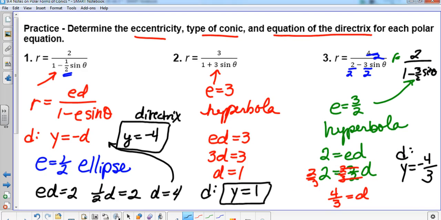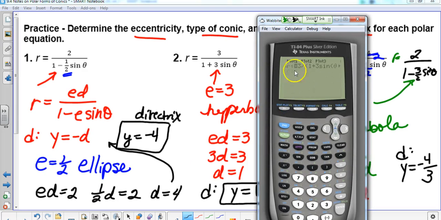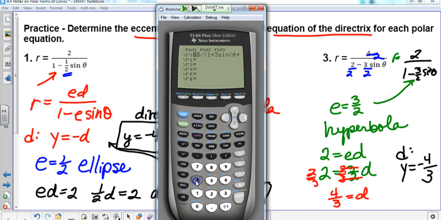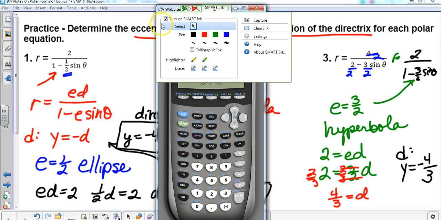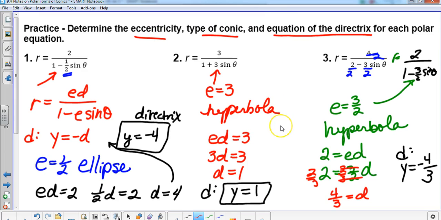All right, anybody graph this one? I'm going to graph the original one just to make sure we didn't make a mistake. 2 minus 3 sine theta. We said it should be a hyperbola. Mine looks like a hyperbola. Negative 4/3 would be just a little below negative 1 here and going horizontally. Now it does cross it. Remember, it just has to be in between the loops of the hyperbola. We don't care where. We're not going to go there.